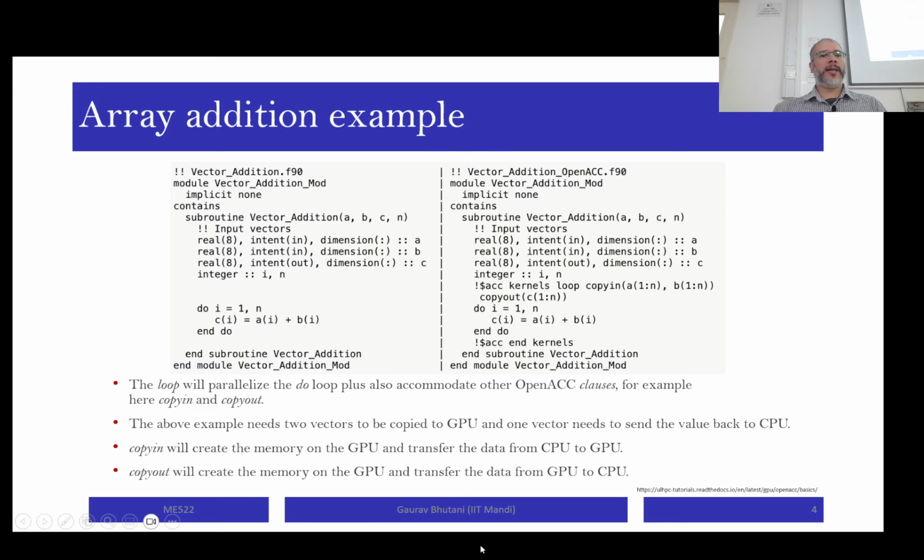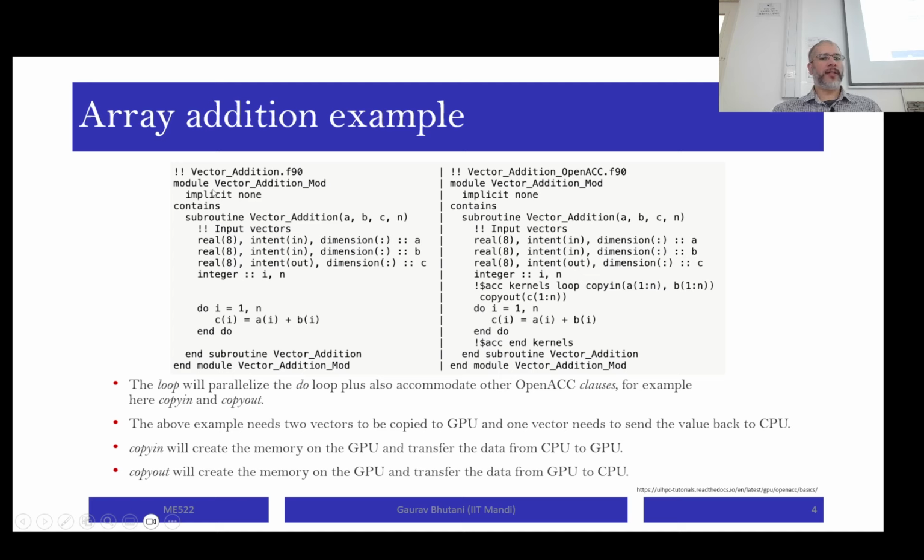So, let us look at another example. On the left we have vector addition where A and B vectors are added into the vector C. On the right we have vector addition with OpenACC. So, let us look at the code. Again, these are Fortran codes.